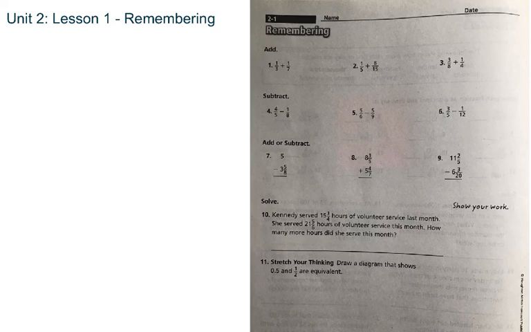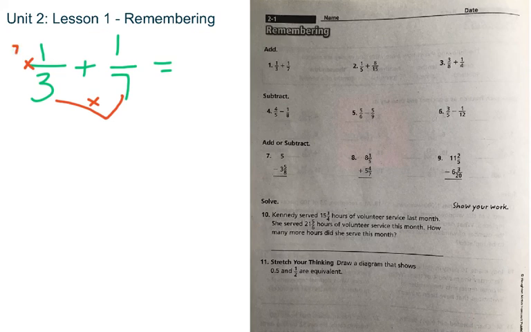Number 1 reads 1/3 plus 1/7 equals. We have to find a common denominator in order to add these. And in this case, a common denominator between 3 and 7 is just multiplying them by each other. So I'm going to multiply this side, top and bottom, by 7. Remember, whatever you do to the top, you have to do to the bottom. And on this side, we're going to multiply top and bottom by 3.